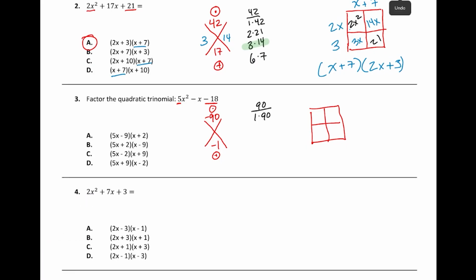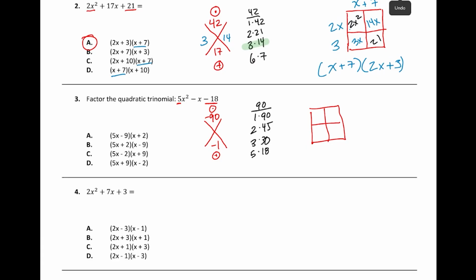So if we keep going, we got 2 times 45. No, obviously that's not going to work. 3 and 30, of course not. Is 90 divisible by 4? I don't think it is, but it is divisible by 5. 5 times 18. We're getting closer. Notice these numbers are getting closer together. So let's just keep going.